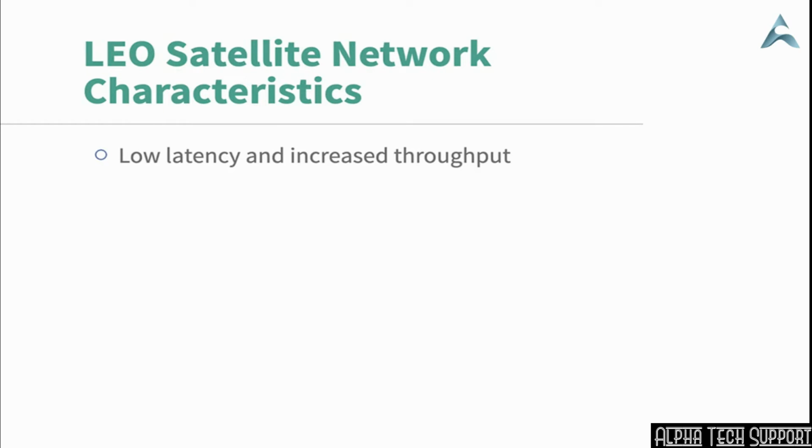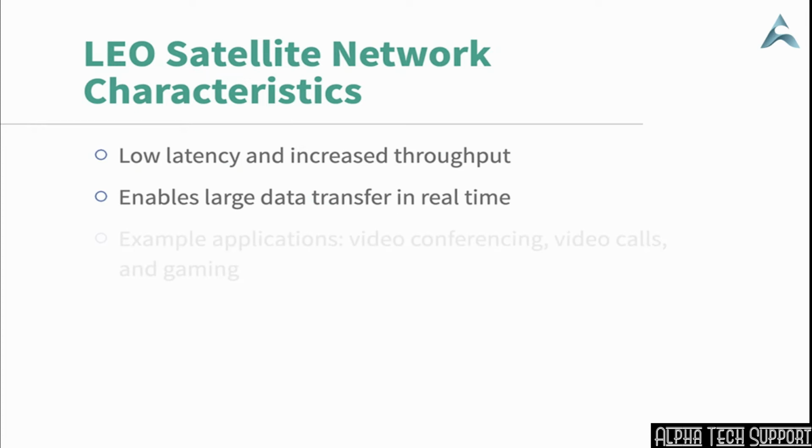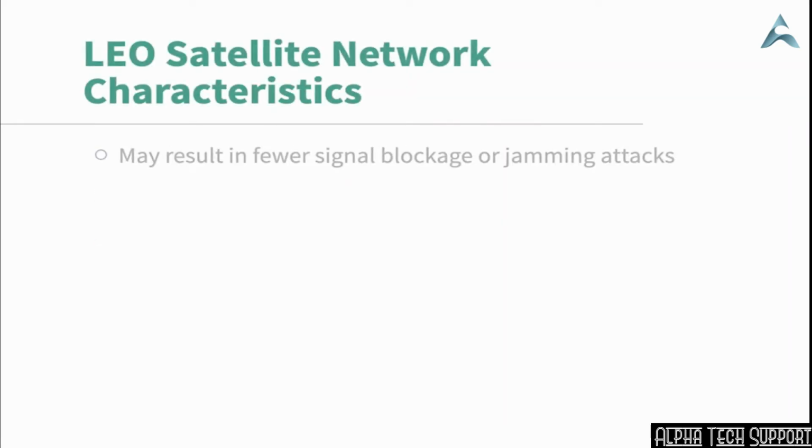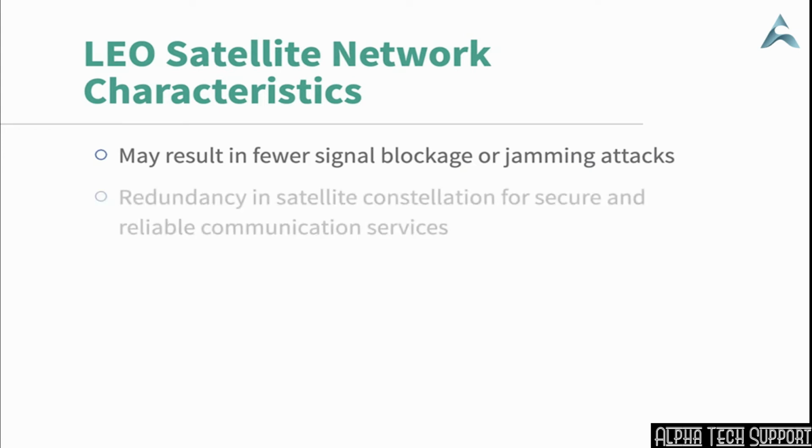The latency and the throughput are two key performance metrics for data communications. Lowering the latency and improving the throughput can enable applications to transfer a large amount of data in real time. Example applications include video conferencing, video calls, and gaming. In addition, the large constellation and constant mobility of satellites can possibly reduce the blockage of signals or jamming attacks. The redundancy design in a satellite constellation can further improve the secure and reliable communications services.